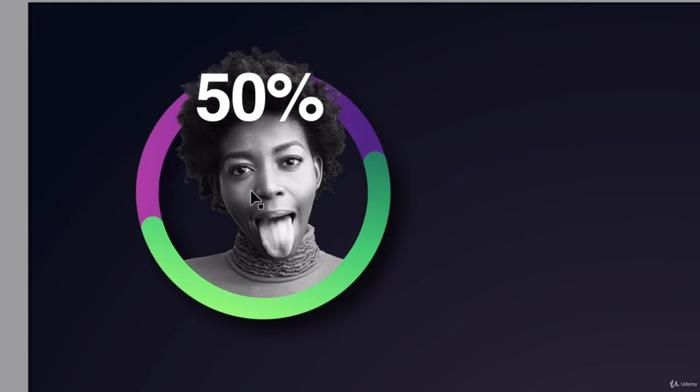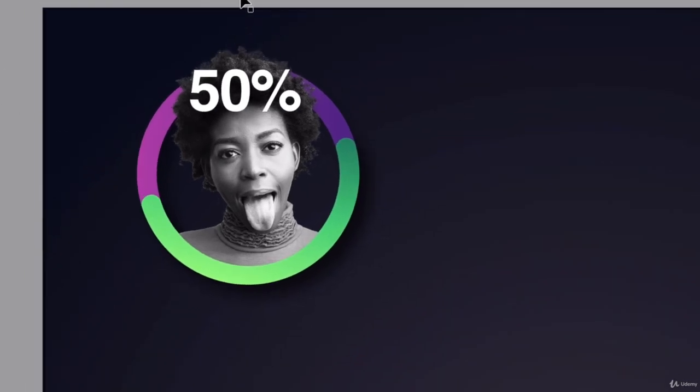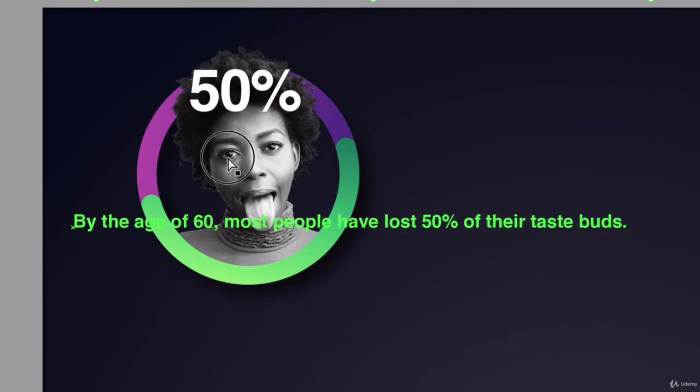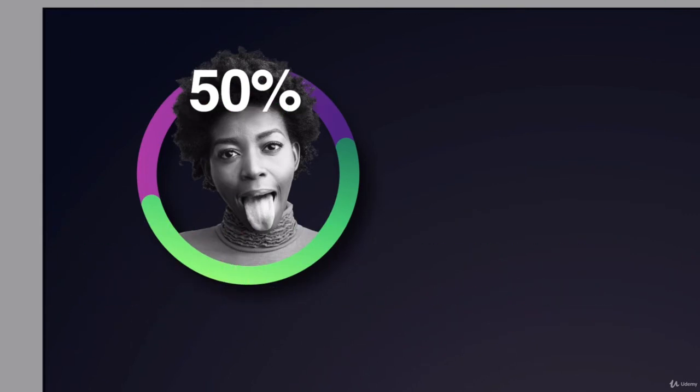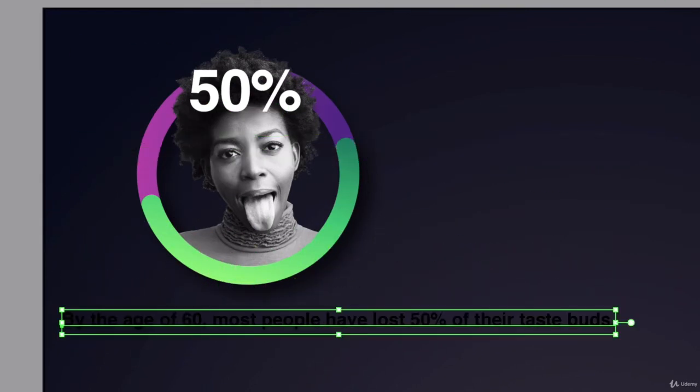So now we need to add the text because we have 50%, but 50% what? It's nothing without the rest of the sentence. So we could go ahead and bring this in. Let me just copy and paste it just in case I want to play and experiment with it. So let's make this white.